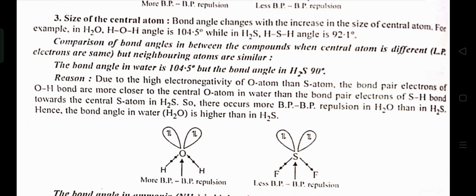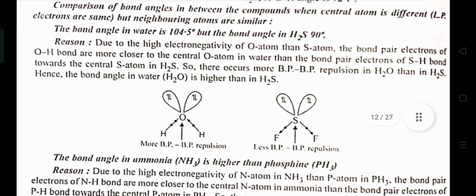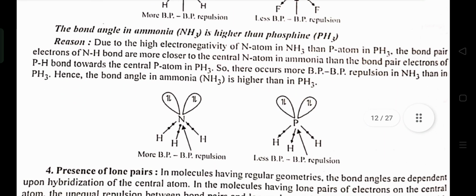The bond angle in water is 104.5 degrees, but the bond angle in H2S is 90 degrees. The reason is the higher electronegativity of the O atom than the S atom: the bond pair electrons of the OH bond are closer to the central atom O in water than the bond pair electrons of the SH bond are to the S atom in H2S. So there occurs more bond pair repulsion in H2O than in H2S. Hence the bond angle of H2O is higher than in H2S.